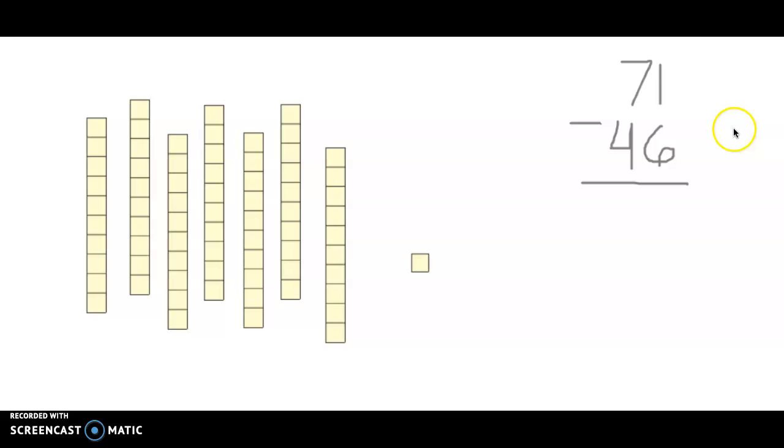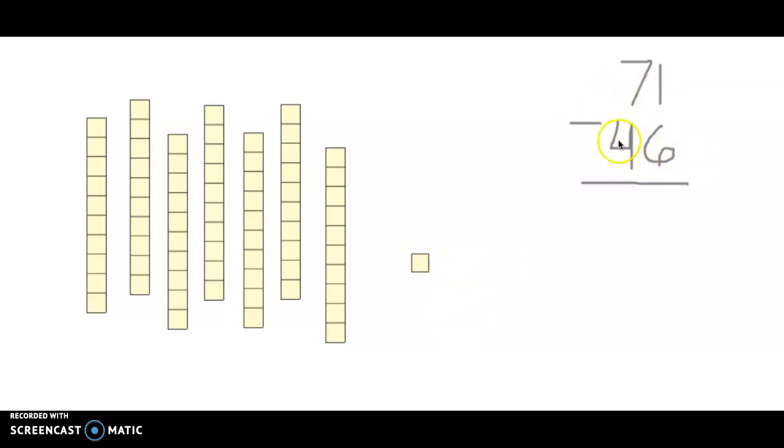We will use our base 10 blocks. So we have 71 take away 46. That means I'm going to start with my biggest number, 71. Remember, these have 10 cubes in them. So these are 6. We have 7. Why do we have 7? Well, if I count 10 seven times, I have 70. And then I have one more cube to make 71.